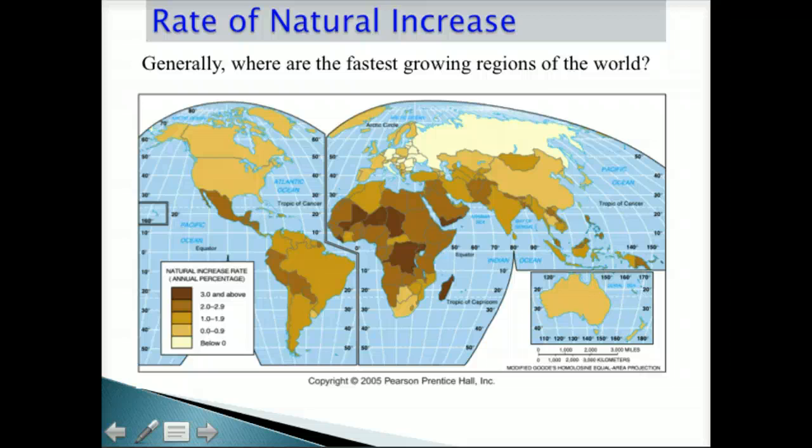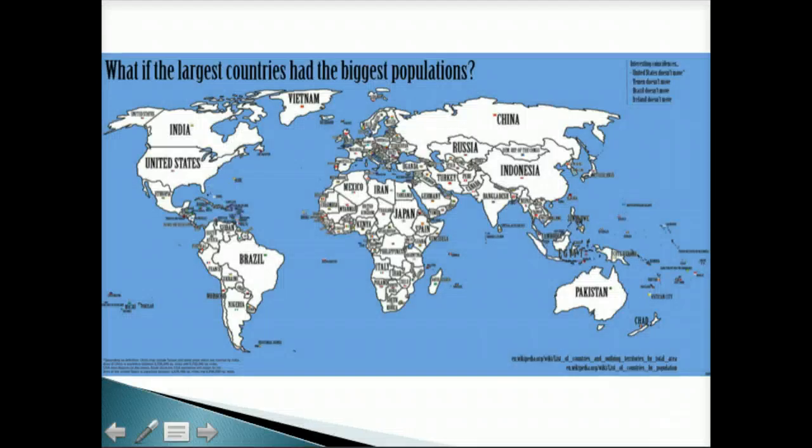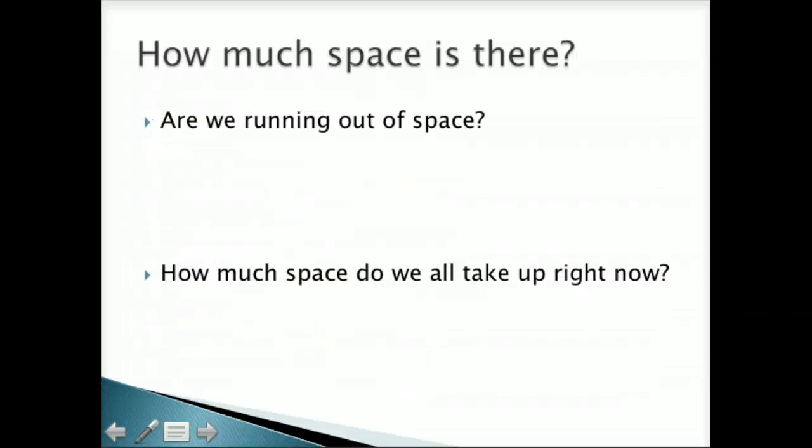If we start asking economic or social questions, what is it that makes those rates higher in places like Africa? We could look at different areas. Another way of representing population is to simply take land area and look at where that population fits in. If you remember where countries had big populations, where would they be located now by just land area? So questions we might start asking are: are we running out of space? Do we have enough? Are we overpopulated? And how much do we actually take up?